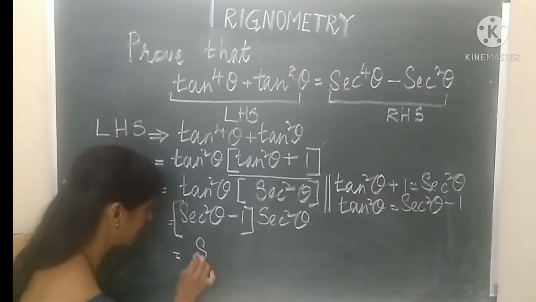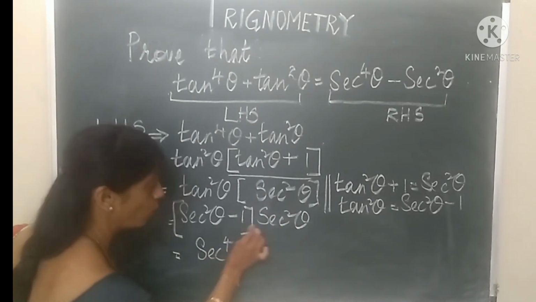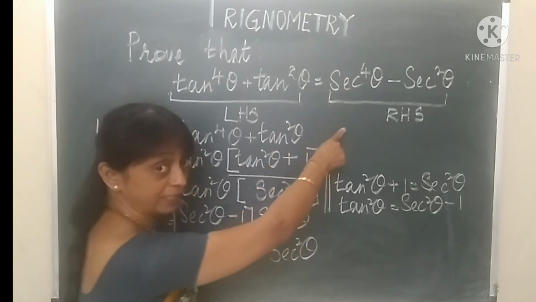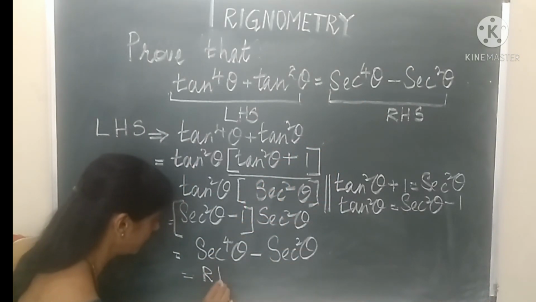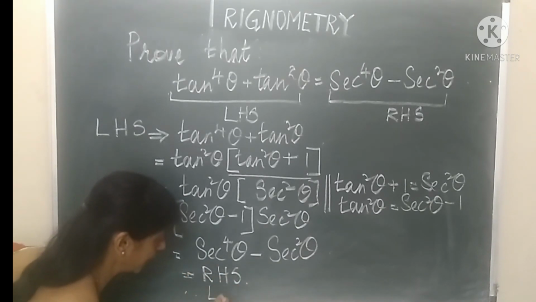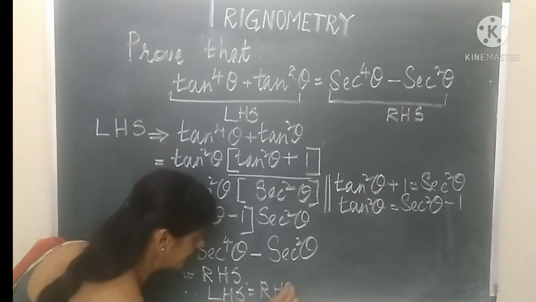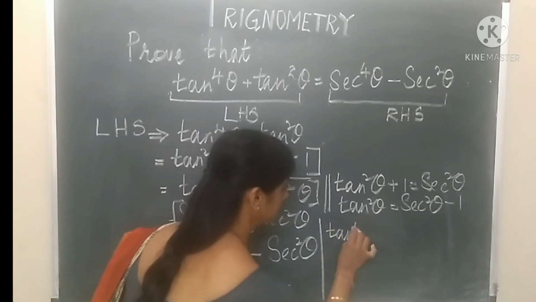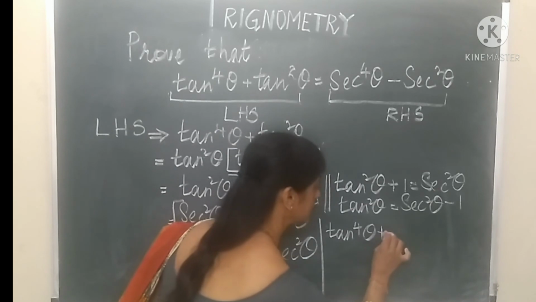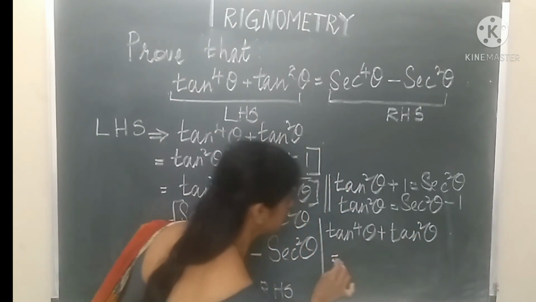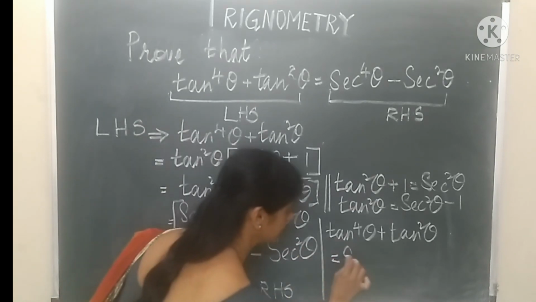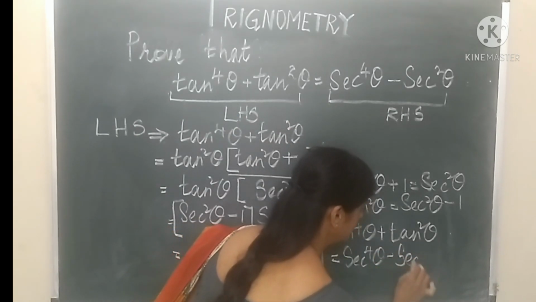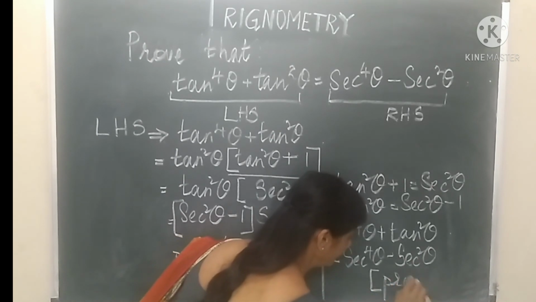Sec square theta into sec square theta is sec raised to 4 theta minus 1 into sec square theta is sec square theta. Is it equal to our right hand side? Definitely. It is equal to the expression given on the right hand side. So therefore we can conclude that left hand side is equal to our right hand side. That is tan raised to 4 theta plus tan square theta is equal to our right hand side, that is sec raised to 4 theta minus sec square theta. This is proved.